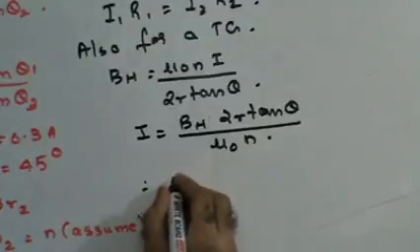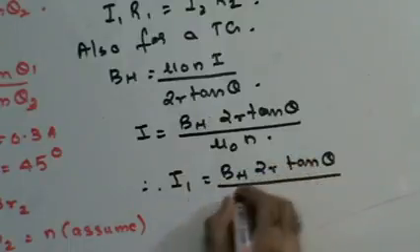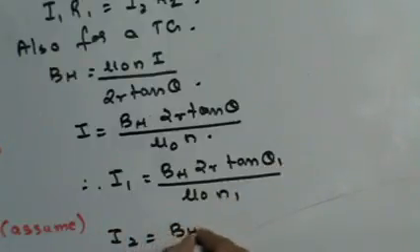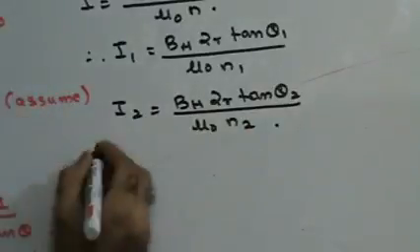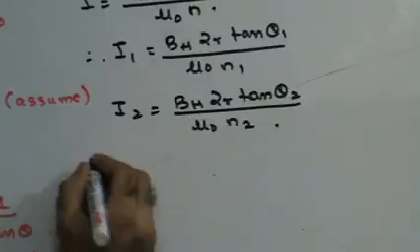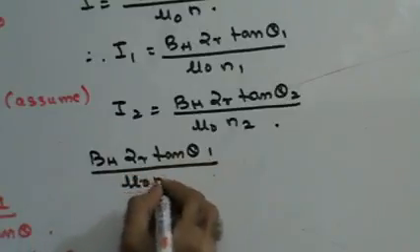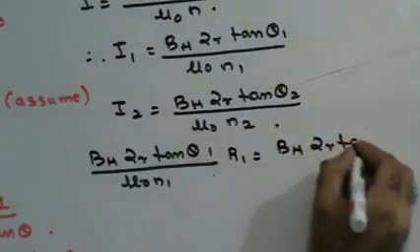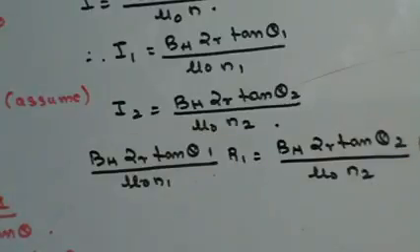Since they are same in all respects, I1 will be BH 2R tan theta 1 upon mu 0 N1. Now, since the number of turns are different, therefore the deflection will also be different. Similarly, I2 is BH 2R tan theta 2 upon mu 0 N2. Substitute in the above equation, therefore I1 R1 is equal to I2 R2. That means BH 2R tan theta 1 upon mu 0 N1 into R1 is equal to BH 2R tan theta 2 upon mu 0 N2 into R2. You should get your answer now.